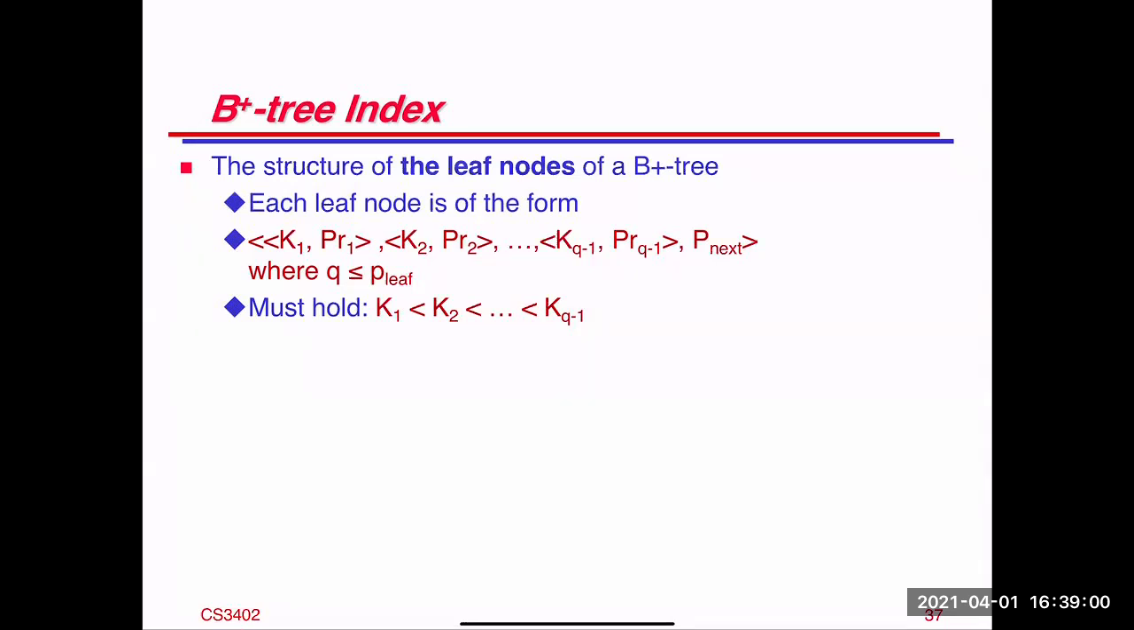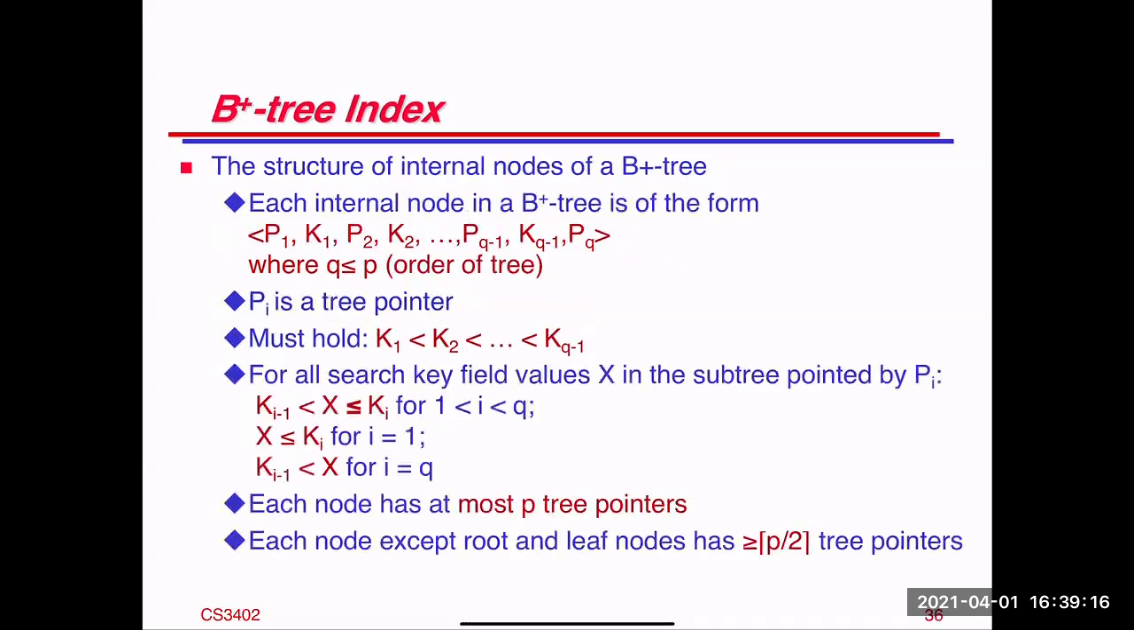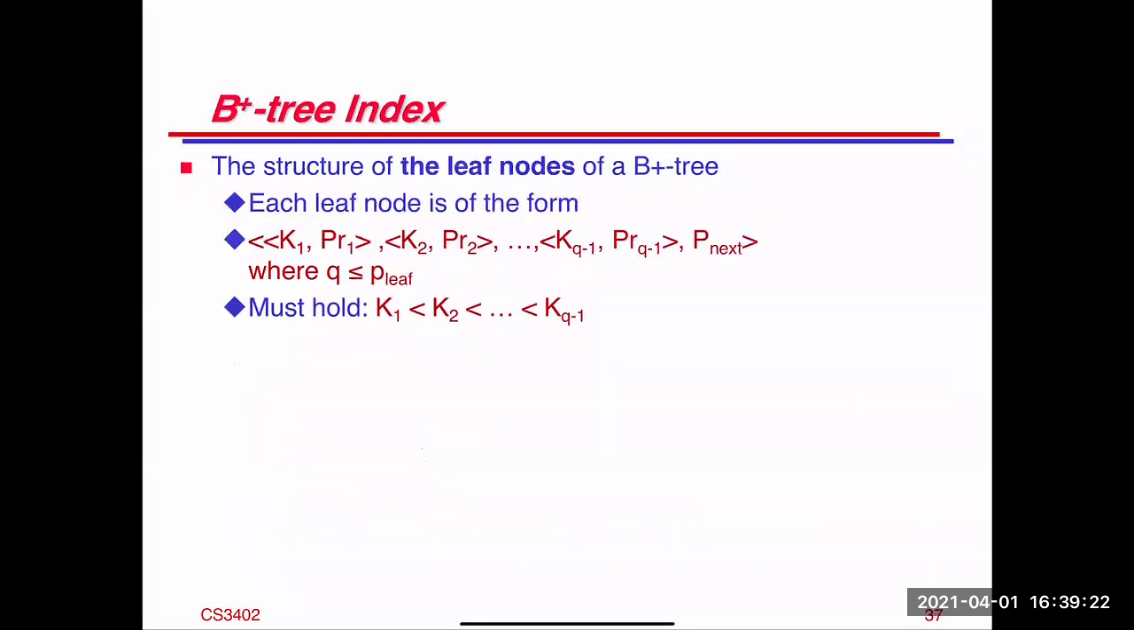Okay, and now again we have at most Q many such data pointers in a leaf node. And this Q now needs to be at most P leaf. And this P leaf here might be different than this P here. Okay, so we might have a different order for the internal nodes compared to the leaf nodes of a B plus tree. Again, we need this invariant here that the search key values are strictly ordered.